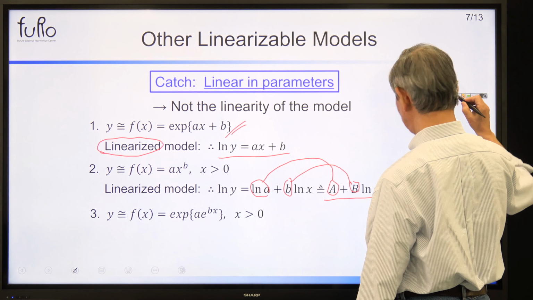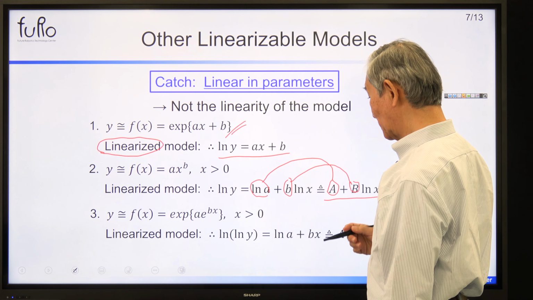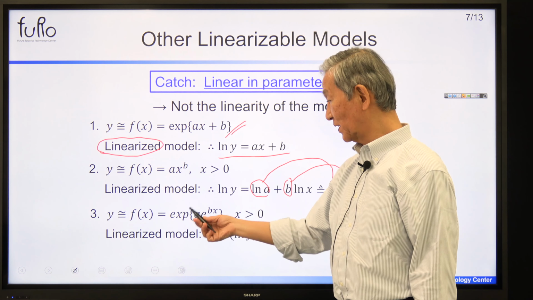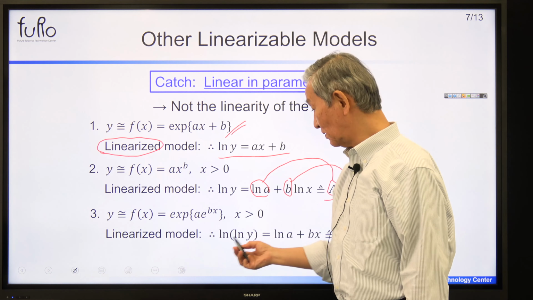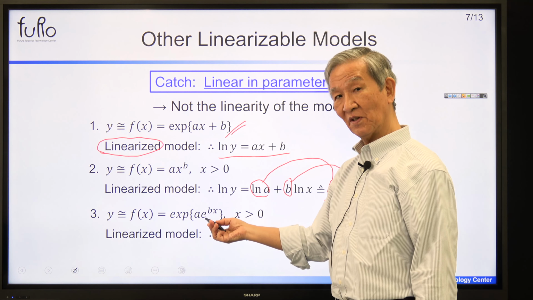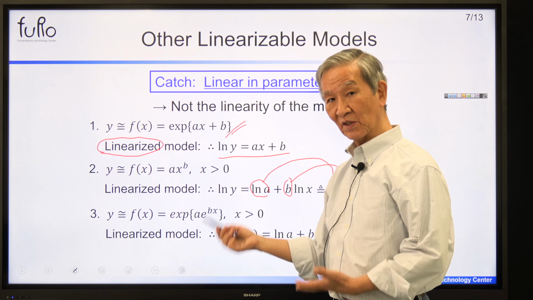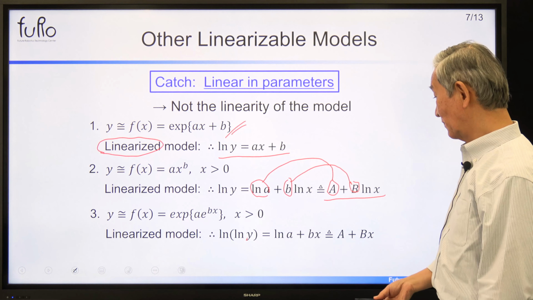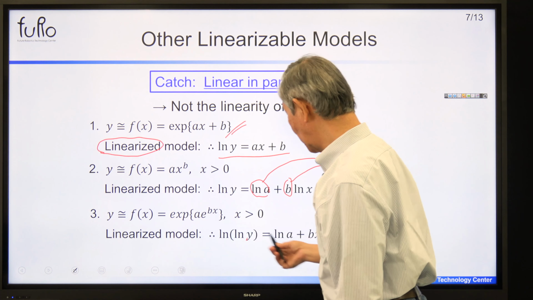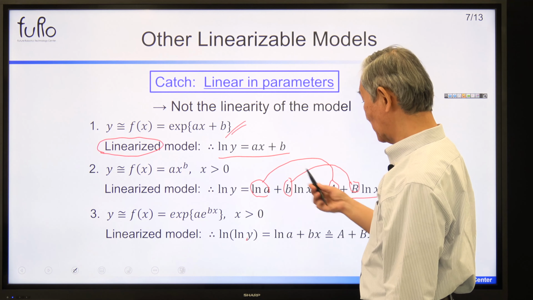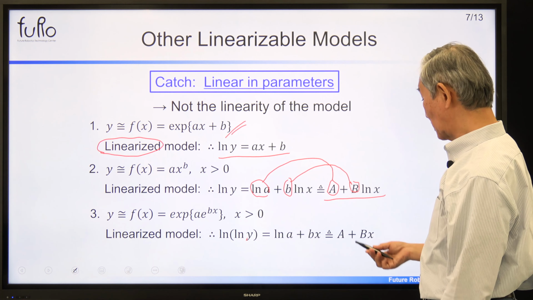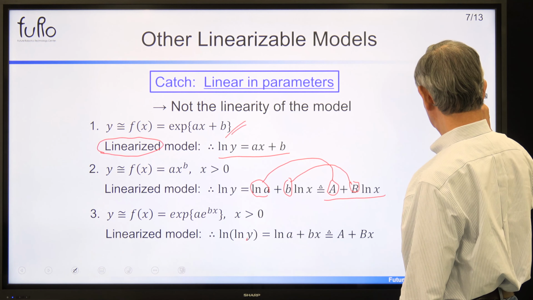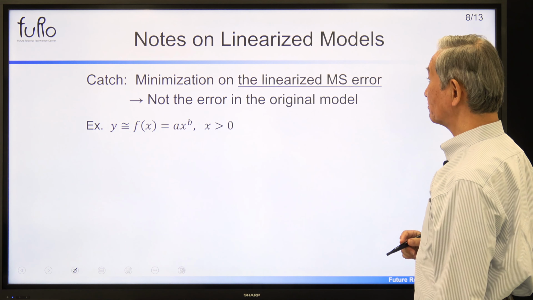Okay, the last one. Linearized model is this one here. You take a logarithm of the exponent to get rid of the first exponential, but you still have an exponential here. As I said, this is a double exponential function. So therefore, you take a logarithm twice. Then what you got is ln a plus bx, so you're going to come up with a plus bx. Again, linear in the parameters.